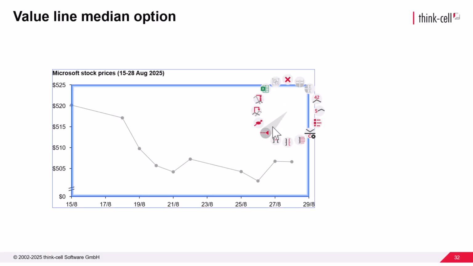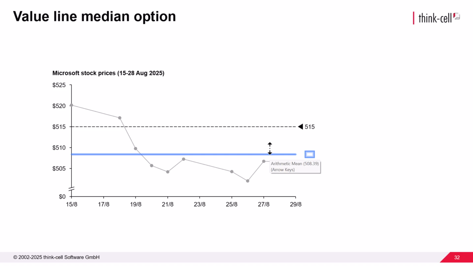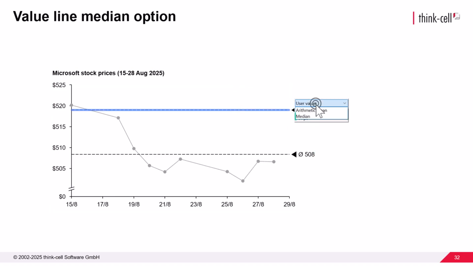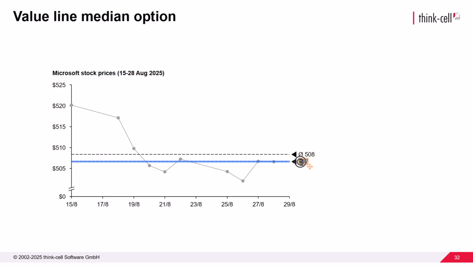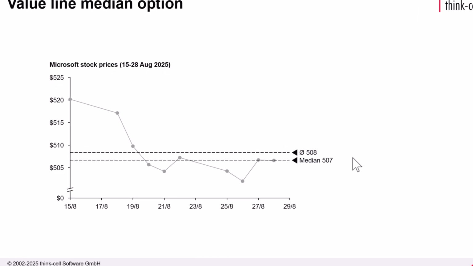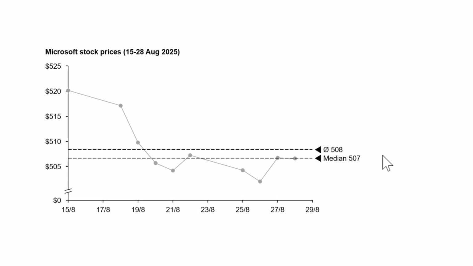Our value lines have also been enhanced. You can now choose to show either the arithmetic mean or the median with your auto-calculated value line. For many datasets, the median is a more useful benchmark because it's less impacted by outliers, like Black Friday sales or website traffic during a viral event.